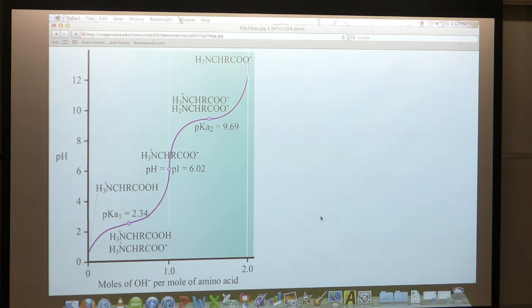All right. Well, the question is then how do we calculate the PI if we have three flattening regions? Well, it turns out it's very simple. We average the two around the place where the Zwitterion is. Once we figure out where the Zwitterion is, it's the two on either side of the Zwitterion. That's very simple.